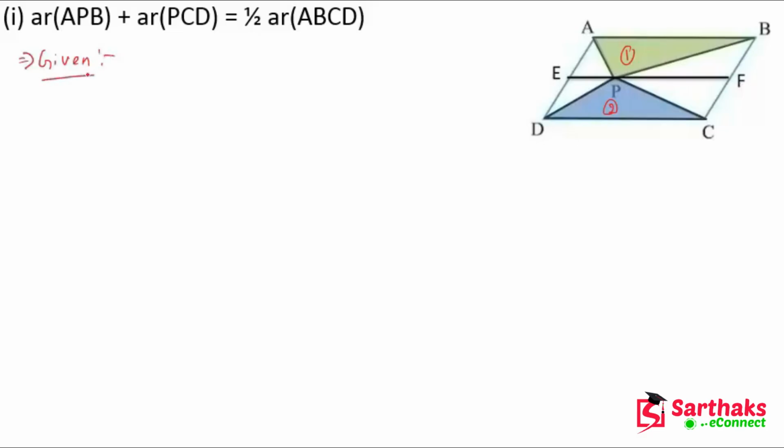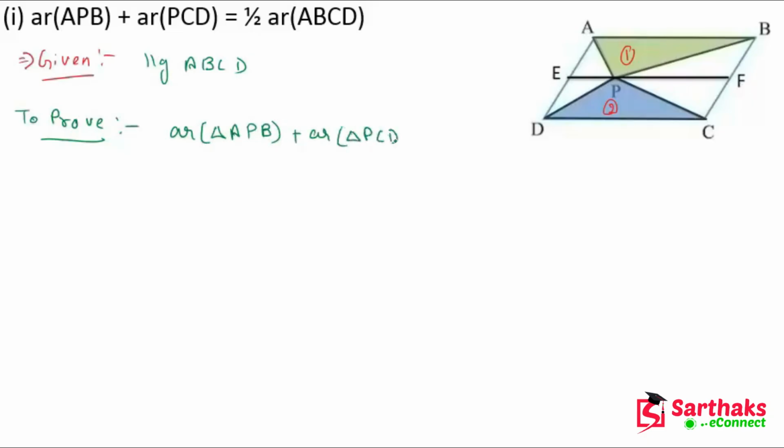So what is the given part? So here we have a parallelogram ABCD. Okay. And we have to prove area of triangle APB plus area of triangle PCD is equal to half of area of parallelogram ABCD. Okay. Now we are going to start the proof.